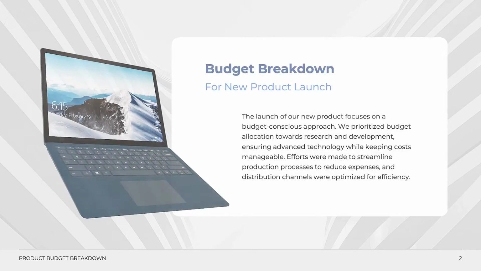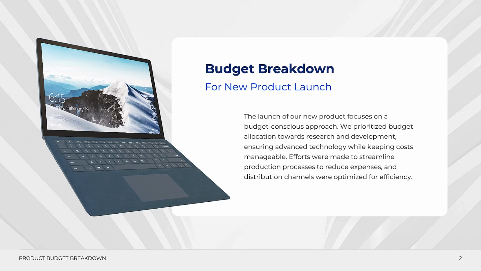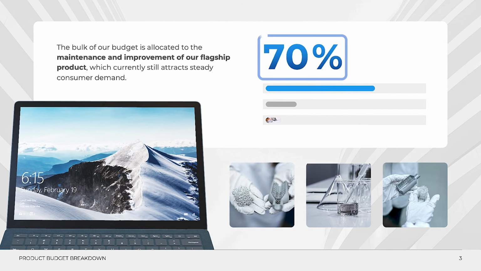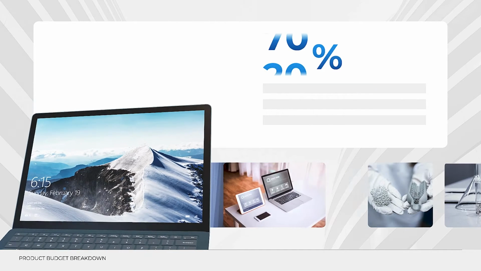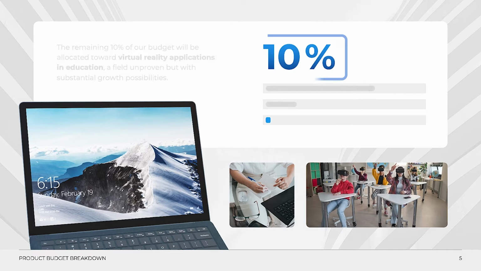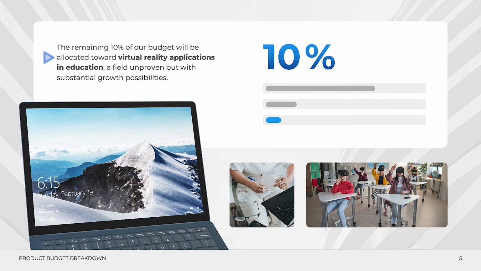Let's consider a tech firm during a time of rapid change in consumer technology preferences. The leadership decides to commit 70% of the budget to maintain and slightly improve their flagship products, which have steady consumer demand. They allocate 20% to develop new features that integrate with emerging smart home devices, which is a growing market that represents moderate risk due to uncertain consumer adoption. The last 10% goes towards virtual reality applications and education, a field unproven but with substantial growth possibilities.